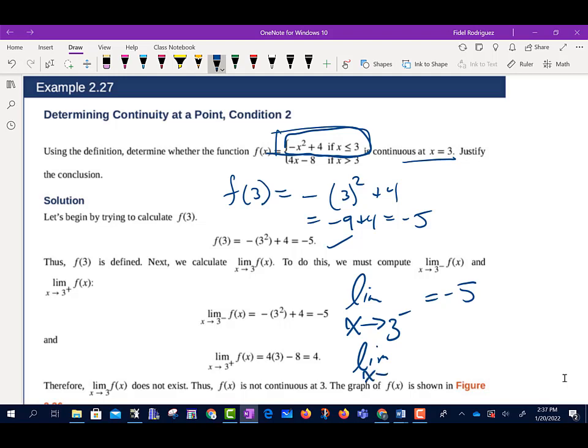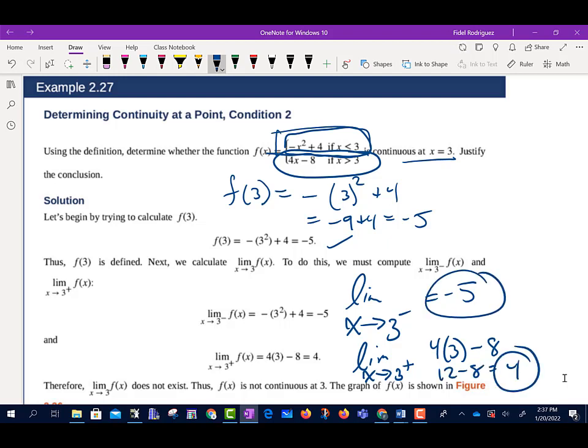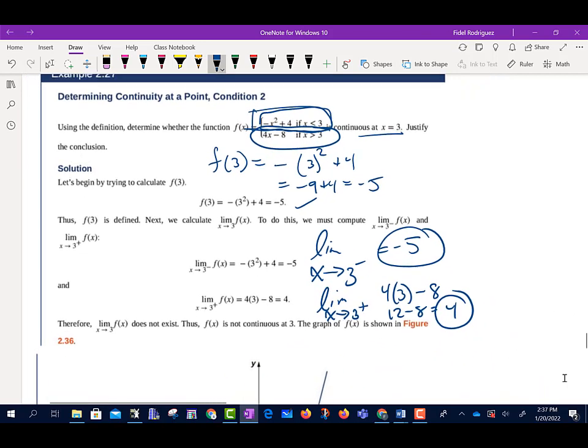Now I'm going to find the limit as x approaches 3 from the right, which means I'm going to use the bottom part, because I'm picking numbers that are slightly larger than 3. So we have 4 times 3 minus 8. This is 12 minus 8, which is 4. You can see that my limit from the left and my limit from the right do exist, but the limit itself doesn't exist because those two values are different. So the limit as x approaches 3 does not exist, and that's why our function is not continuous.